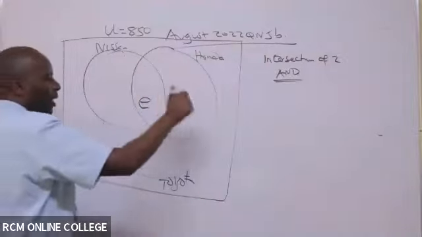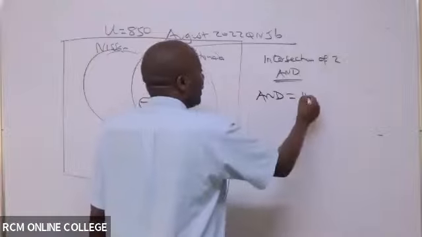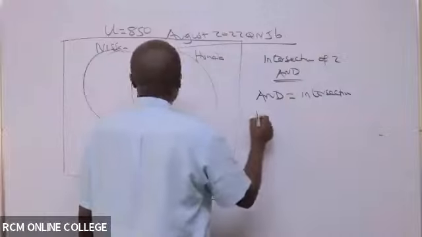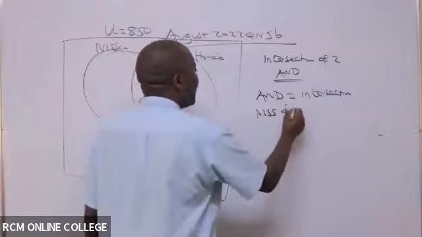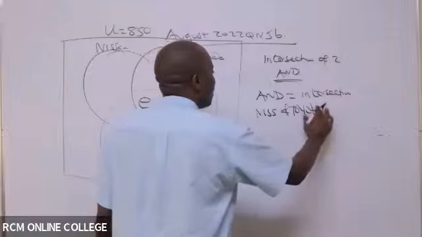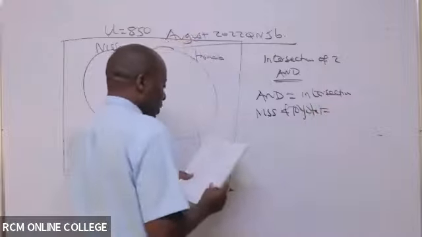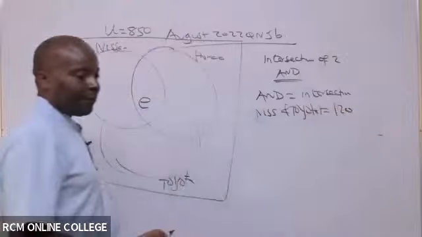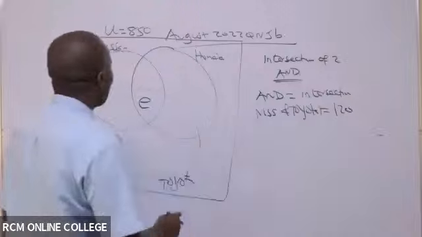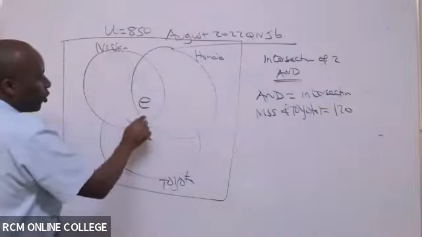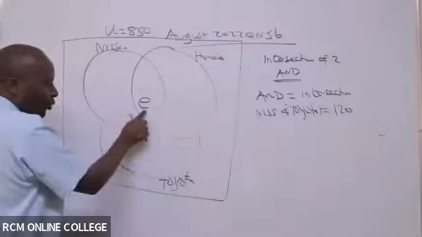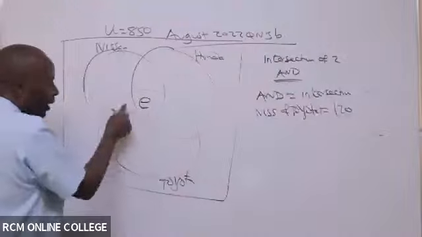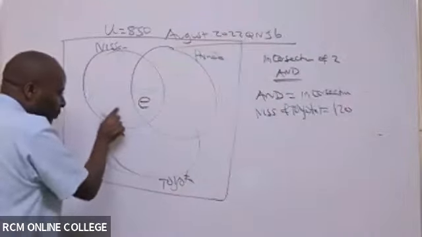You see, we said and is the intersection. So we have here Nissan and Toyota is 120. So where we have Nissan and Toyota, these two are the two intersections. Because if you add this and this, you get 120, then I can get this small intersection here, this small one part.